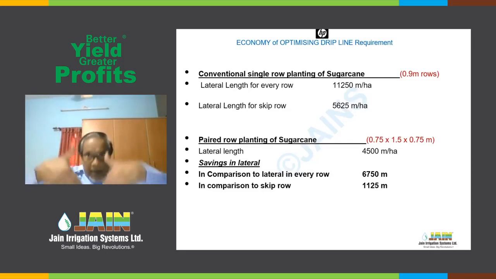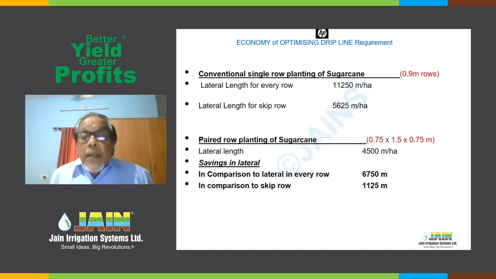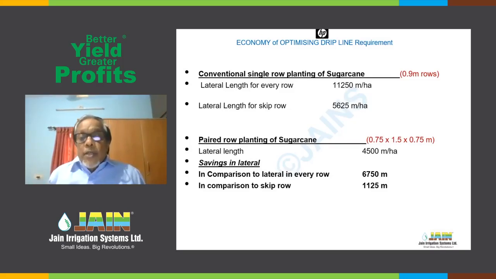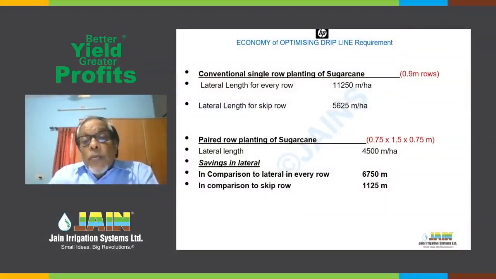But the same field, if you convert into paired row planting, which is 0.75, 1.5 and 0.75 meter, where 1.5 is that wide gap between two pairs, and 0.75 is the space between two rows in each pair, the lateral length will be 4500 meter per hectare. So 4500 meter per hectare is much lower than the single row. In a paired row with 0.75, 1.5, 0.75, you use only 4,500 meter of lateral.